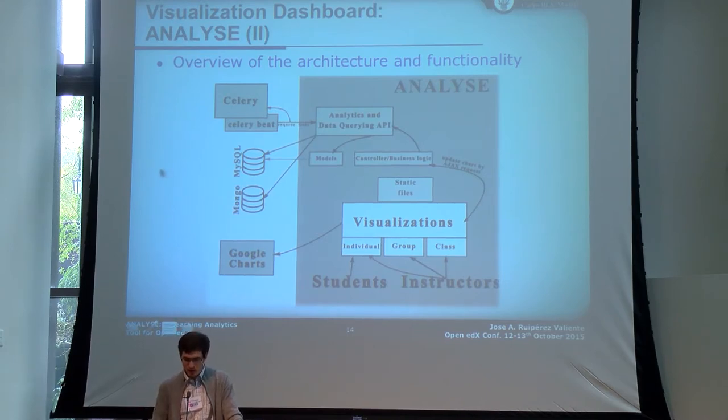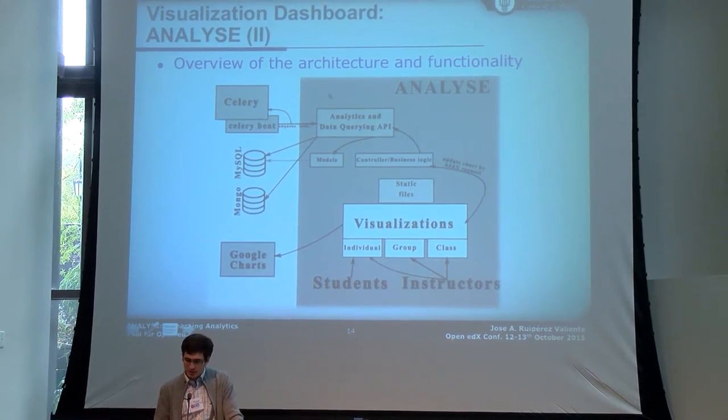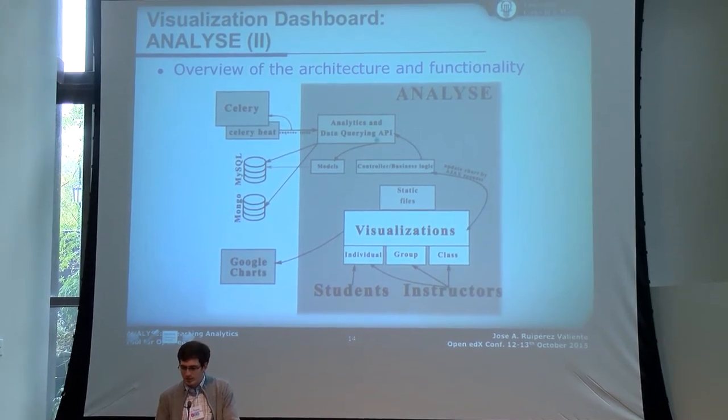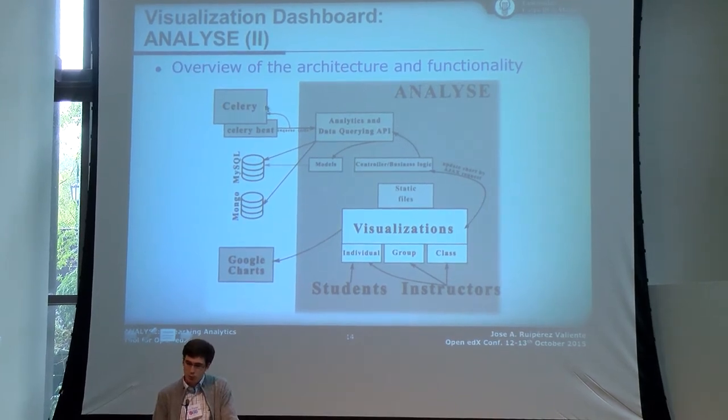So we have a Celery scheduler, which will access and send the task to the analytics API that we have generated and put it as a background job in Celery. The analytics API will mine the MySQL and MongoDB, do the processing, and then, through the models that we have developed for ANALYSE, store it back in MySQL, so it's very quickly accessible to represent the different visualizations. And then we have the front end, the visualizations. That would be the back end, and the front end.